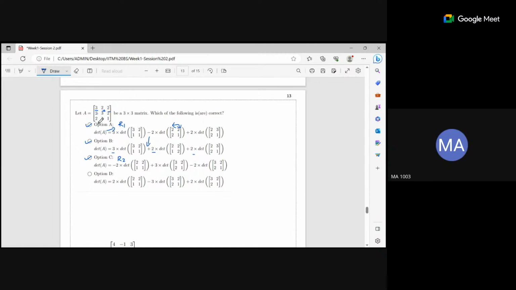Let's expand this using your R2. So using your R2, what is the formula? First of all, let's write it. Determinant of A is equal to summation j is equal to 1 to 3 minus 1 power 2 plus j, because you are choosing your i is equal to 2, right? So minus 1 power 2 plus j, and then what? You are having your Cij's, right?